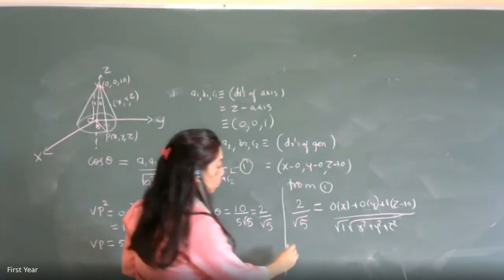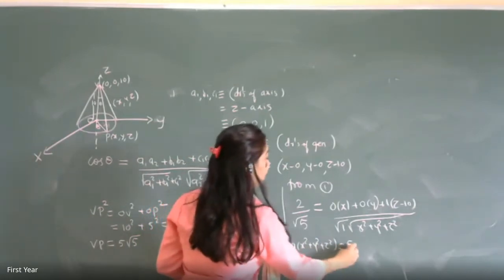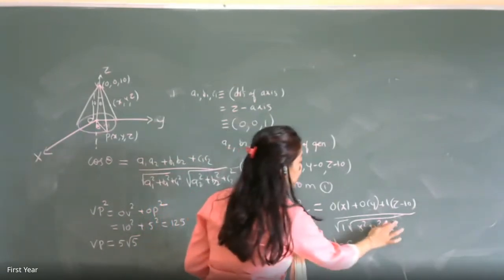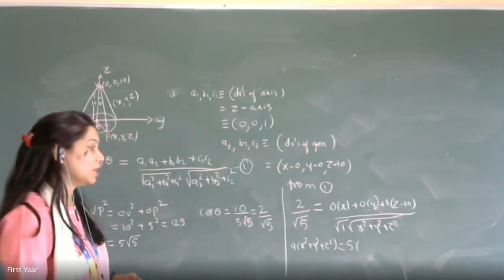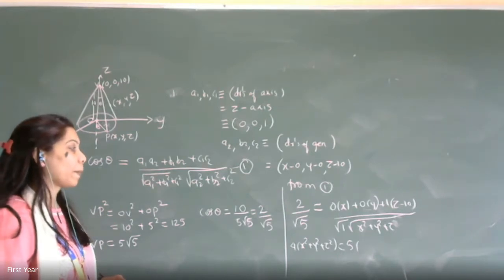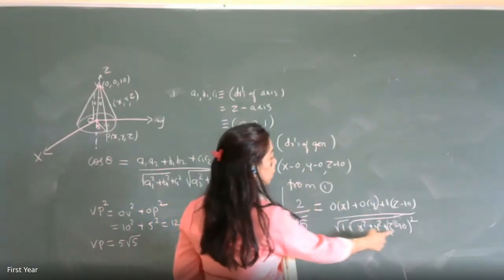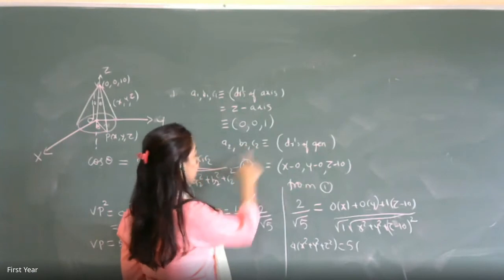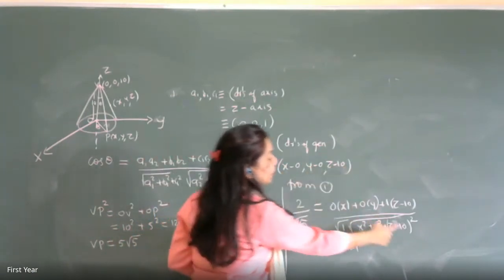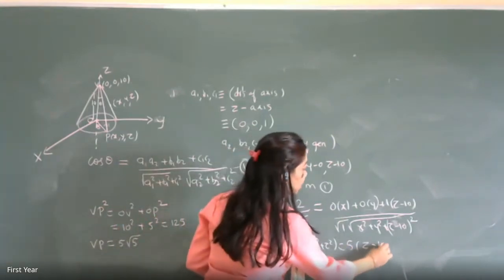So it is 4 into x square plus y square plus z square is equal to 5 into z square? Whatever I wrote, is it correct? Z minus 10 the whole square. Now find the z square. Remember, distance is what we are doing here. We are writing a square plus b square plus c square. So a2 square plus b2 square plus c2 square is x square plus y square plus z minus 10 square. I have written only z square; it is z minus 10 square. So it is 5 times z minus 10 the whole square.